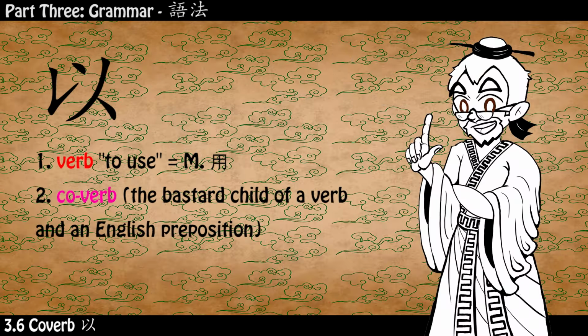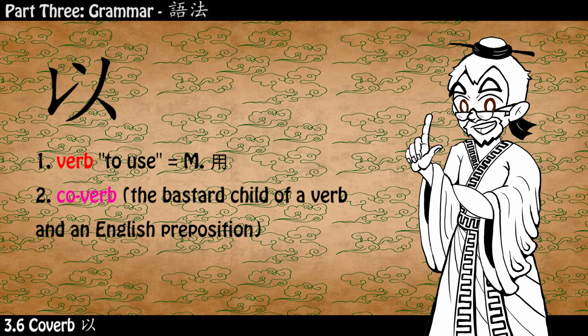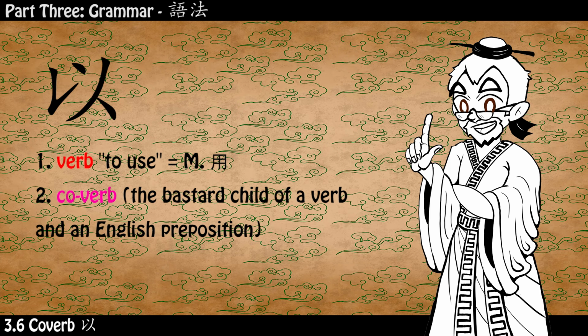The basic meaning of the character yi is as the verb to use, equivalent to modern Mandarin 用. Apart from its use as a regular old verb, and the focus of this section is its use as a so-called co-verb. Now, we've learned about verbs, stative verbs, and adverbs, so what in the Jade Emperor's name is a co-verb? Put simply, a co-verb is a word that acts both as a verb and as an English preposition, that is, words like off, to, in, for, at, on, etc.